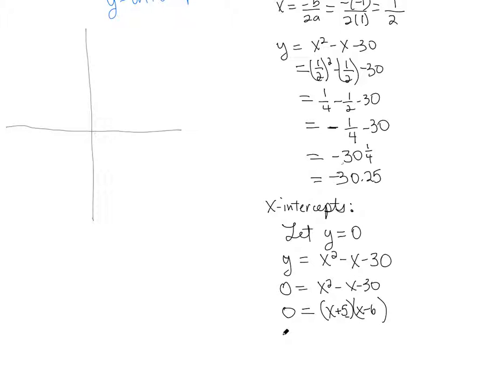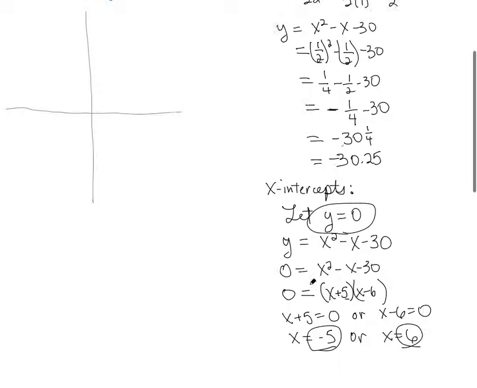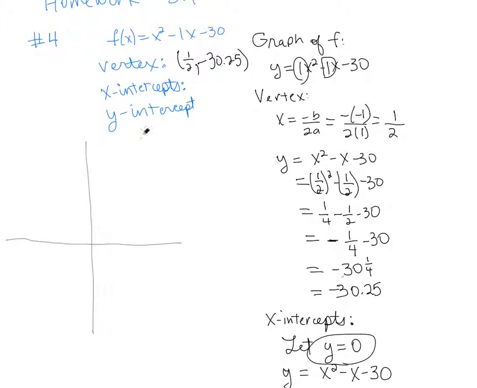Now here you have a product that's equal to 0, and what this means is either the first factor, x plus 5, is 0, or the second factor, x minus 6, is 0. This is equivalent to saying that x is -5 or x is 6. So we see that if y is 0, then x is either -5 or 6. These numbers down here are the x-intercepts of our graph. So the x-intercepts are -5 and 6.